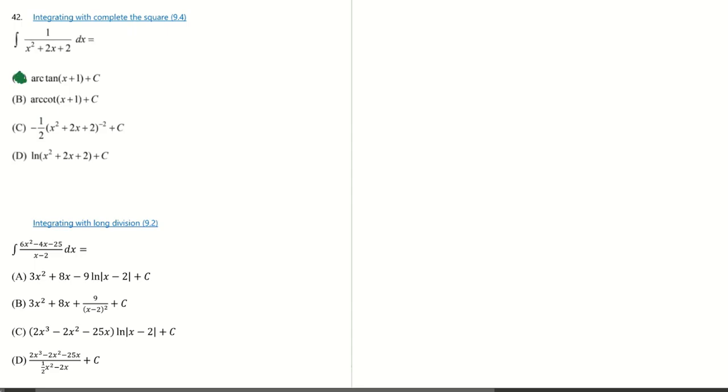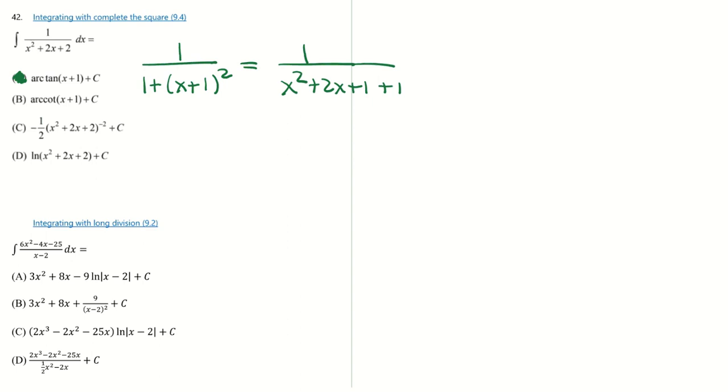Okay, so remember the derivative of arctangent is 1 over 1 plus x squared. So the derivative of arctangent of x plus 1 would be 1 over 1 plus x plus 1 squared. And that's going to be 1 over x squared plus 2x plus 1 plus an additional 1, and that's the integrand. Okay, so I'm just reminding you that that can happen when it looks a little off. We couldn't factor that, so we couldn't do partial fractions.